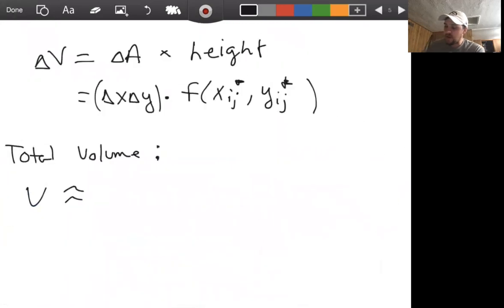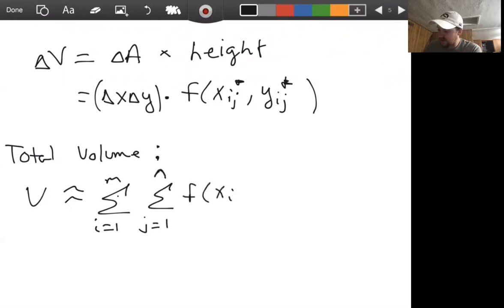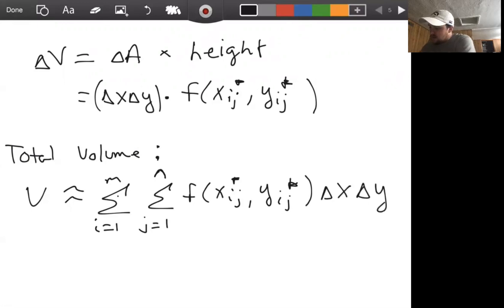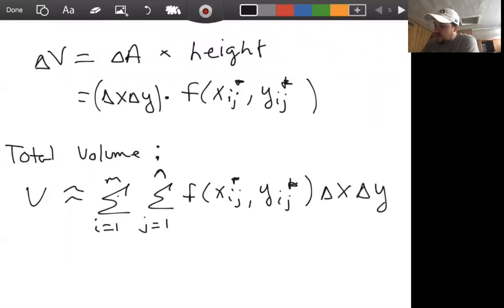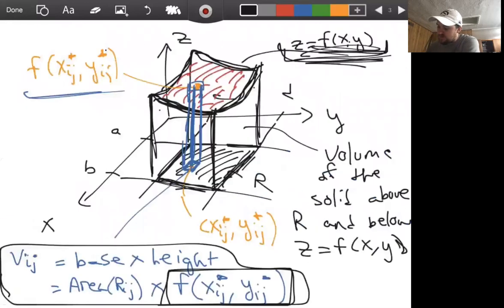This can be approximated by taking the sum as i goes from 1 to m and as j goes from 1 to n of f of x_ij star, y_ij star, delta x delta y, right? This double sum is just summing up. So we do this construction for every single subrectangle down here in R, right?